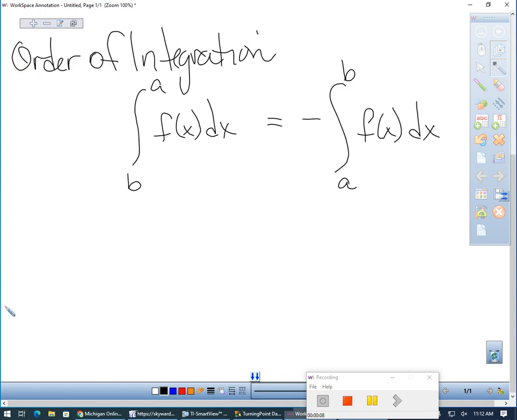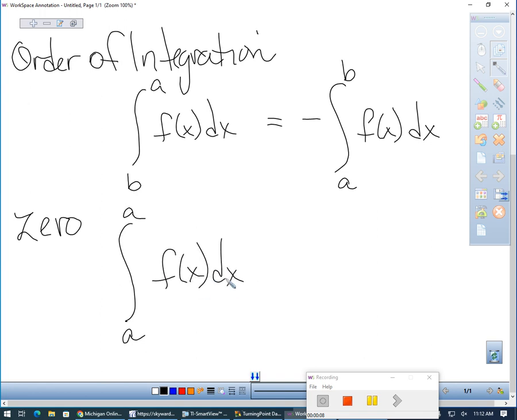Rule number 2. Let's put a negative in front of the whole thing. We'll be good. All right. Rule number 2 is the 0 rule. If I have an integral that goes from a to a, and really that means my lower bound and my upper bound are the same, of f of x dx. If my lower bound and my upper bound are on the same line, how much area is there? None. So this equals 0.